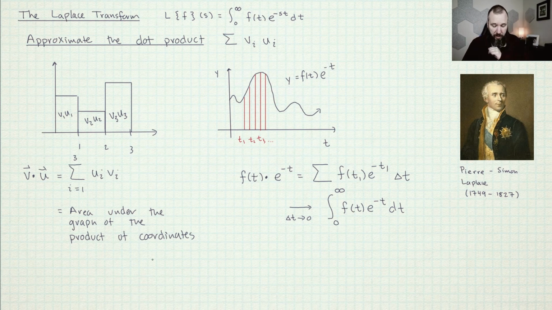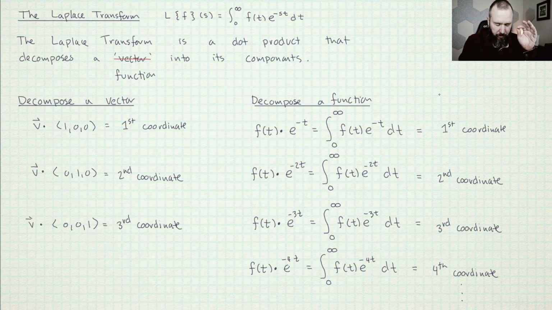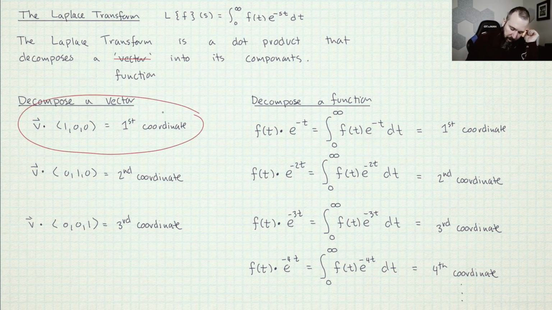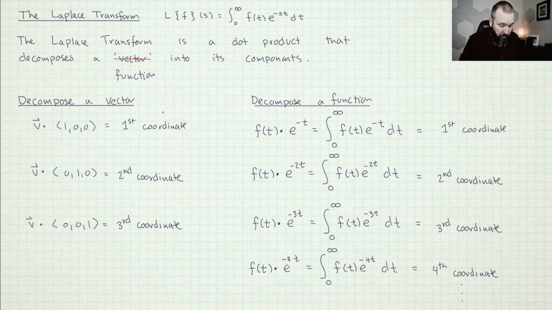Let me just wrap this up and make the final conclusion. The Laplace transform is a generalization of the idea of decomposing a vector into components. When you calculate the dot product of a vector with a very basic vector, that tells you a coordinate in that direction, or a first coordinate. Exactly the same way, you just cross out the word vector and you write the word function, and this is a way of decomposing a function into a bunch of coordinates. Of course, in R3, if you have 3D vectors of length 3, then there's only 3 ways to do this.